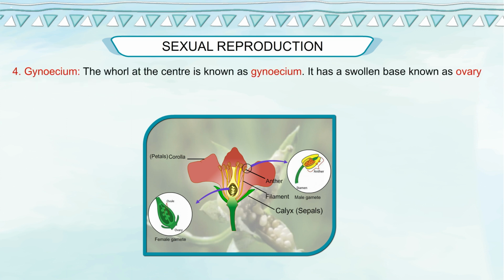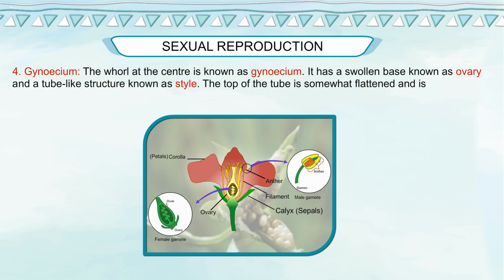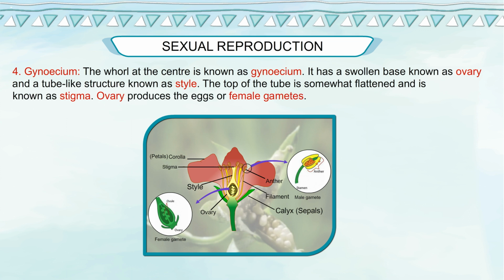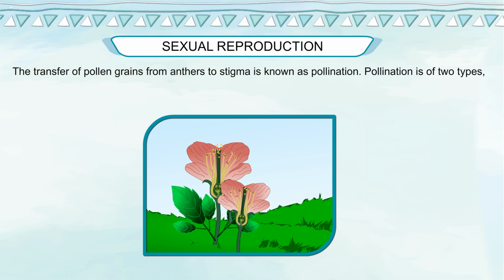Gynoecium. The ball at the center is known as gynoecium. It has a swollen base known as ovary and a tube-like structure known as style. The top of the tube is somewhat flattened and is known as stigma. Ovary produces the eggs or female gametes. The transfer of pollen grains from anthers to stigma is known as pollination.